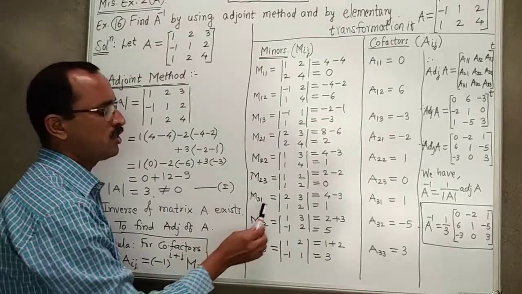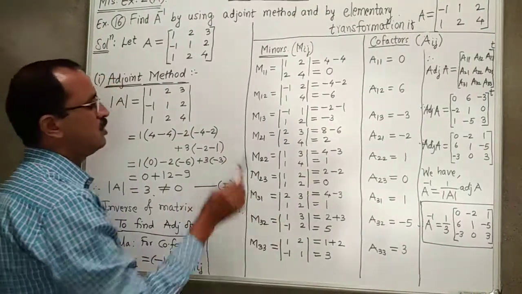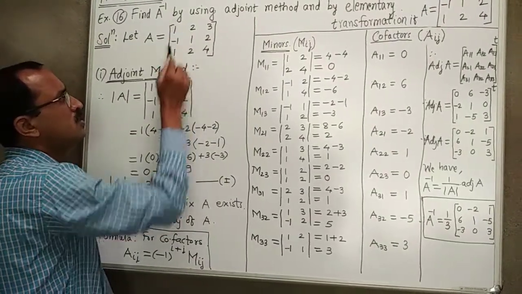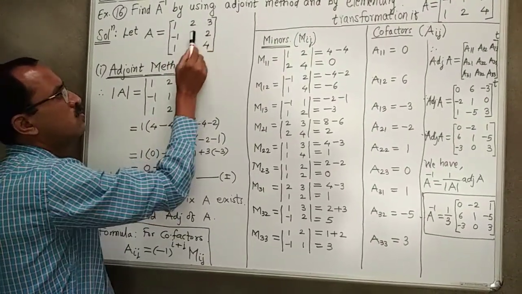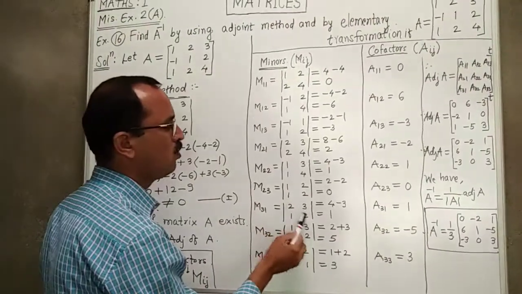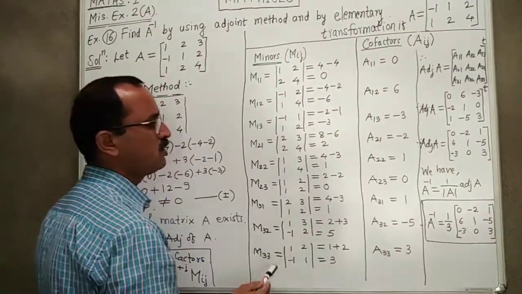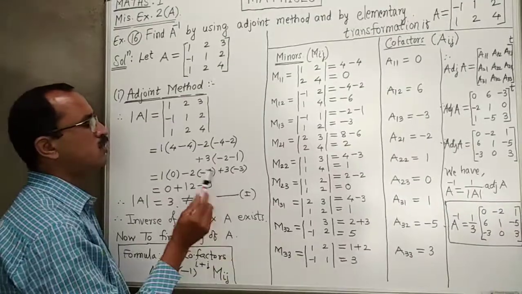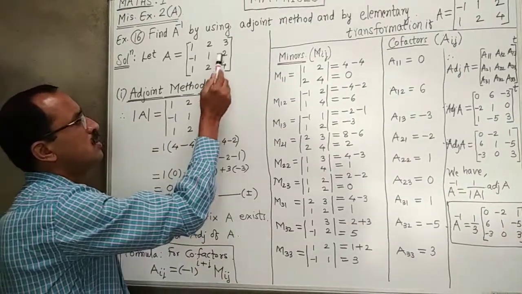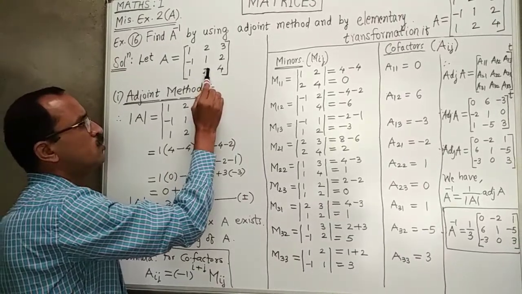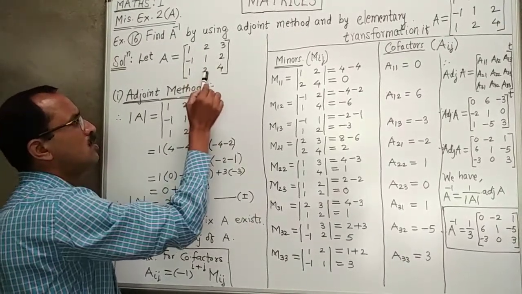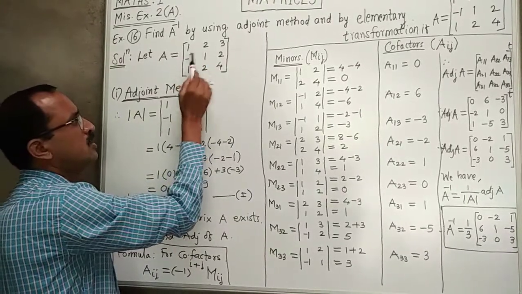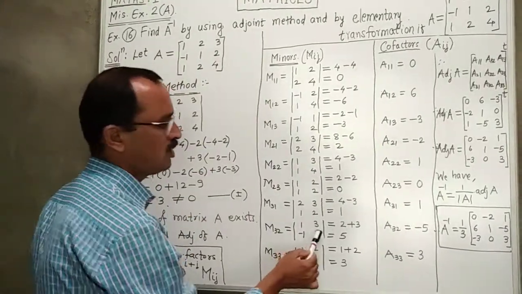Then M31 is equal to minor of A31. A31 means 1. We eliminate this row and this column. Then determinant of [2, 3; 1, 2]. 4 minus 3, which is equal to 1. So M31 is equal to 1. Then M32 means element 2. We eliminate this row and this column. Then we find determinant of [1, 3; minus 1, 2].